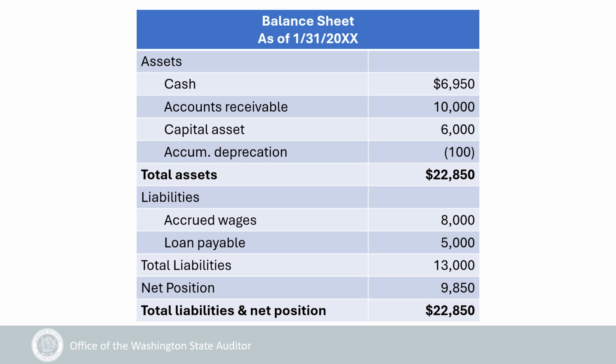Finally, on the balance sheet, we're going to add the liabilities and net position together. We double check that this amount equals the total assets. If it does, that means it balances. Here, they both report $22,850, so it looks good.